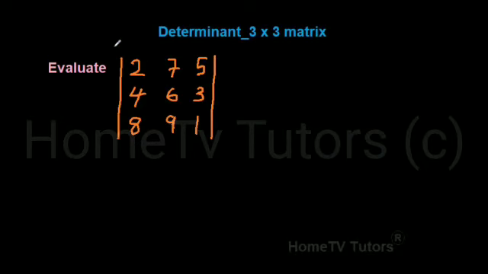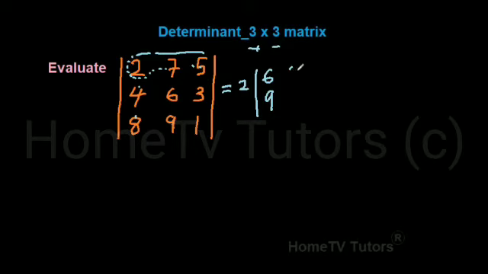Here is another example for us to evaluate. We expand as usual along the top row. So we multiply each element by its minor and assign the alternate positive and negative sign to the product. The first element at the top left hand of the matrix is 2, to be multiplied by its minor, which is obtained by blocking out the row and the column that contains the element 2. So the minor is 6, 9, 3, 1.